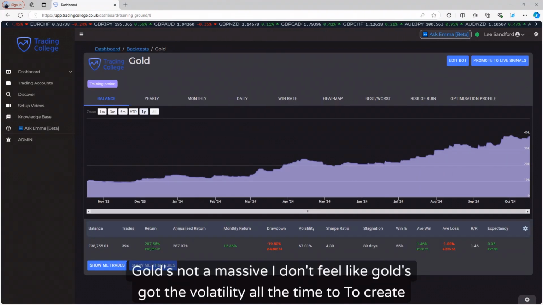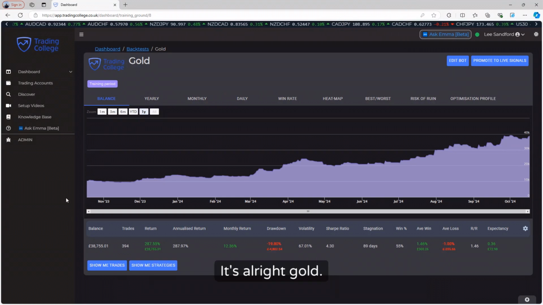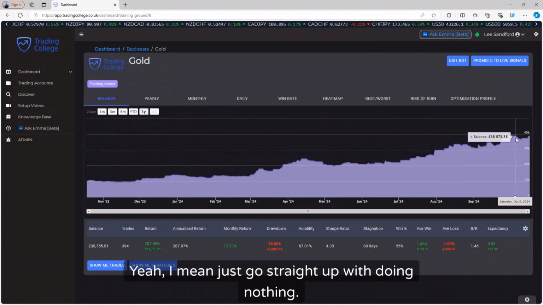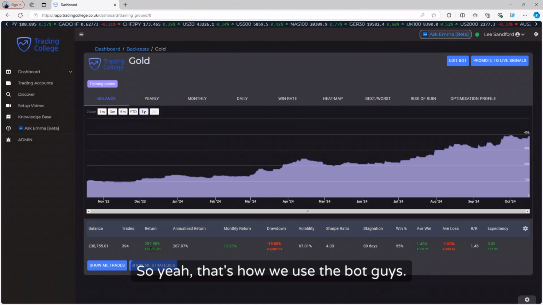I don't feel like gold's got the volatility all the time to create a huge amount of signals. I mean, we've got just over 1 signal a day on this. 55% win rate, decent drawdown. It's all right, gold. Yeah, I mean, just go straight up with doing nothing. It's not bad to make £28,000 doing absolutely nothing. So yeah, that's how we use the bot, guys.